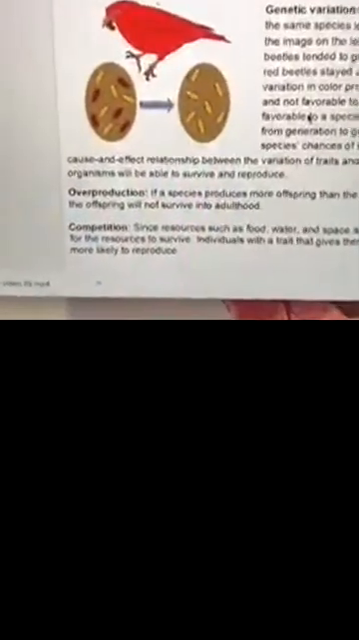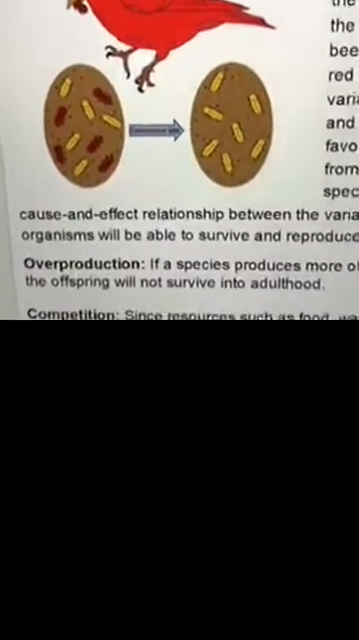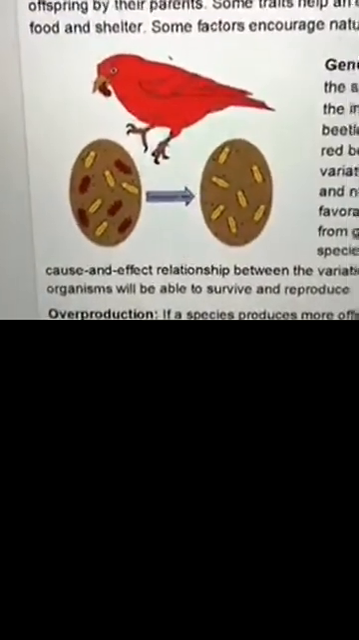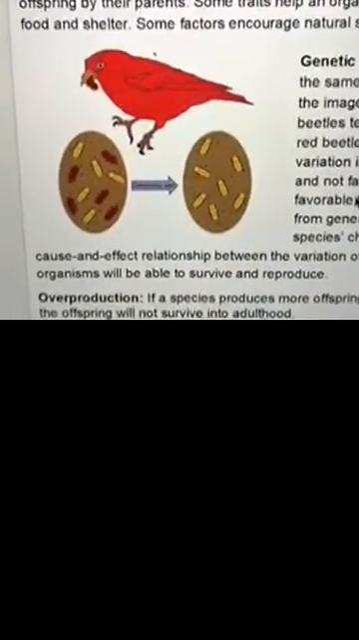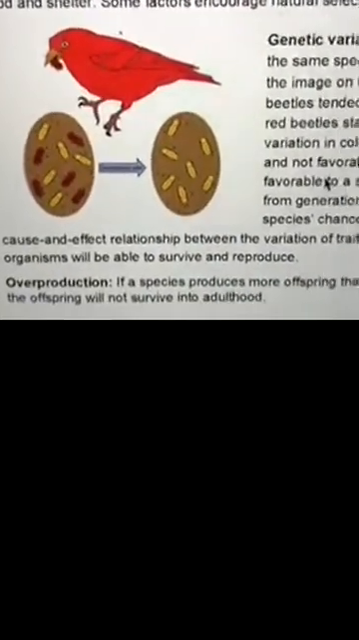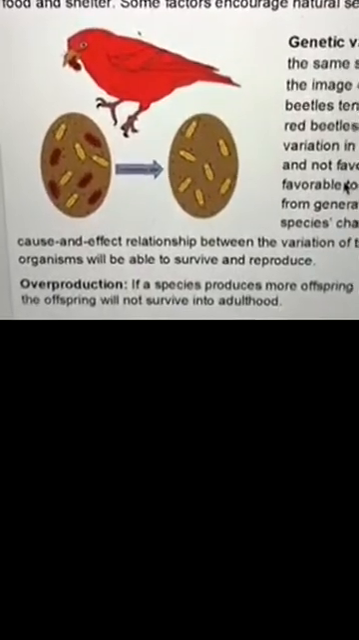So the example they gave us in the article was the beetle. So they gave us the same species of beetle had red and yellow. But the bird was able to see the red beetle, so the bird ate all the red beetles, whereas the bird didn't really see the yellow beetles as easily. So the yellow beetles were the ones that thrived in the environment.